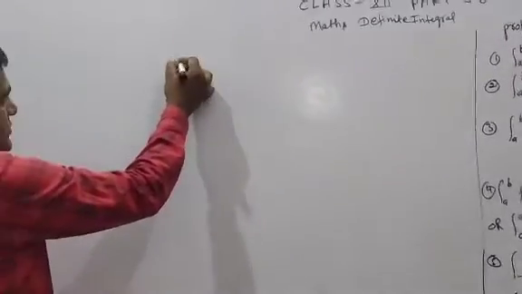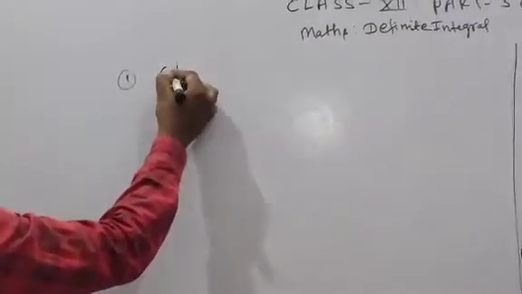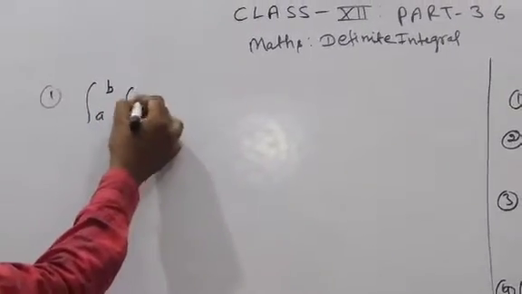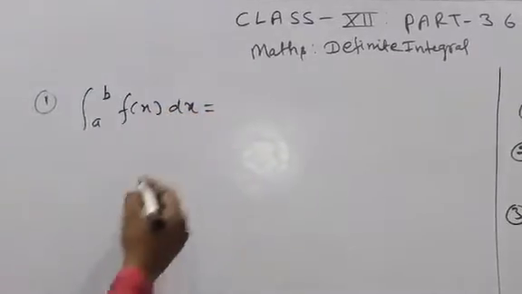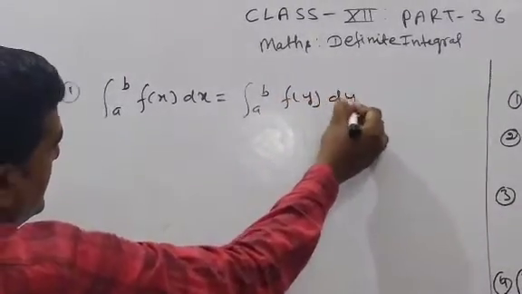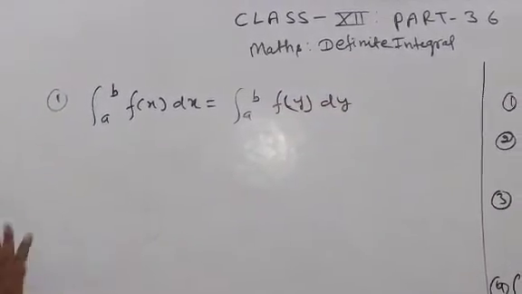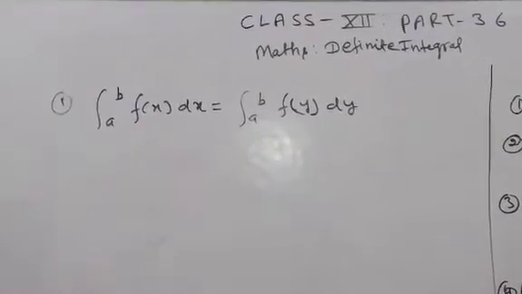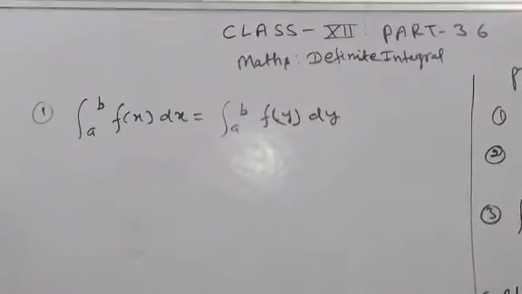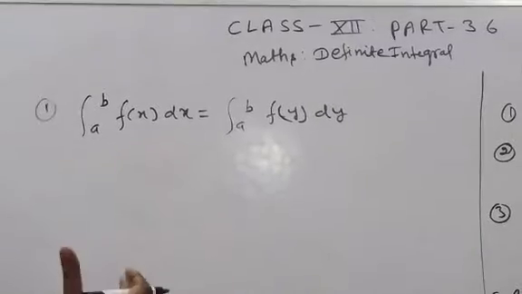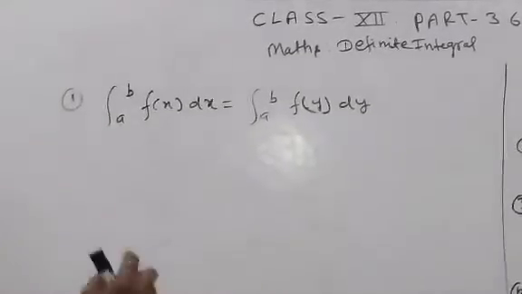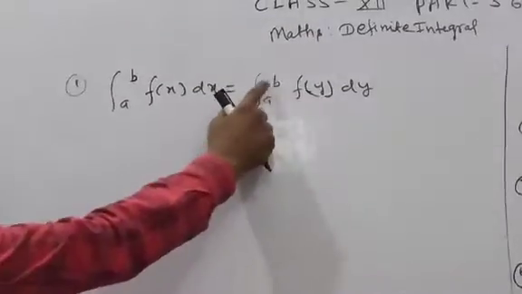Then property number 1 here. If the limit is a to b, where a means lower limit and b means upper limit, integral of f(x) dx is equal to what? Integral from a to b of f(y) dy. Clear? Okay. Properties are very, very important. If you understand the properties, then you can do the maximum questions of this chapter. So please see here very carefully, because property is very, very important. Understood? Good. Integral a to b f(x) dx is equal to integral a to b f(y) dy.